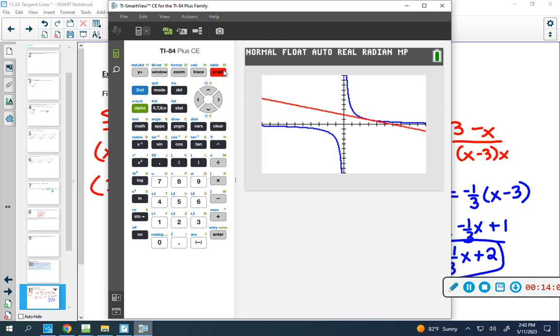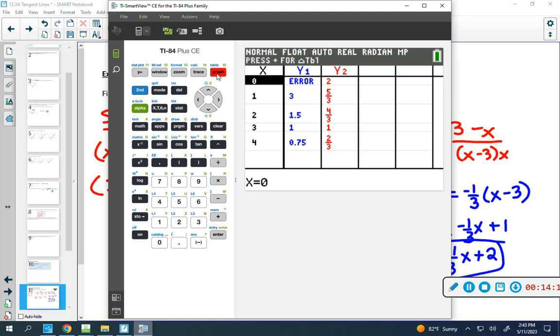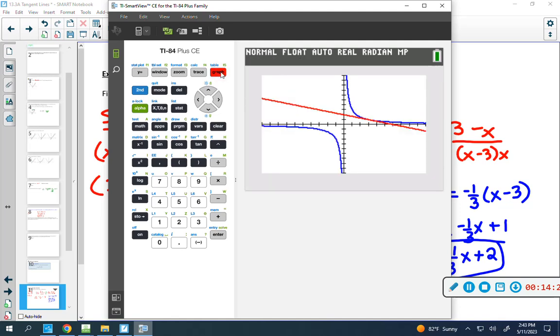Bam. It looks like it hits at (3, 1) to me, just as a ballpark. But let's double check on the table. Oh yeah, (3, 1). Looking good, friends. So that is always a quick way too. You can double check it if you're a little worried if anything is off. Nice, quick way.